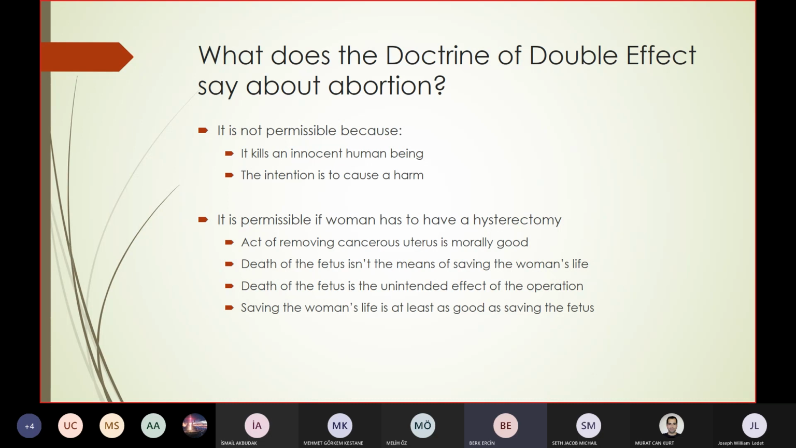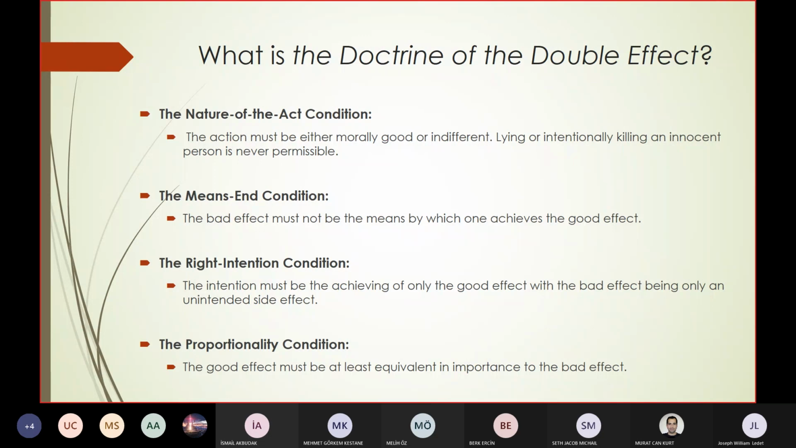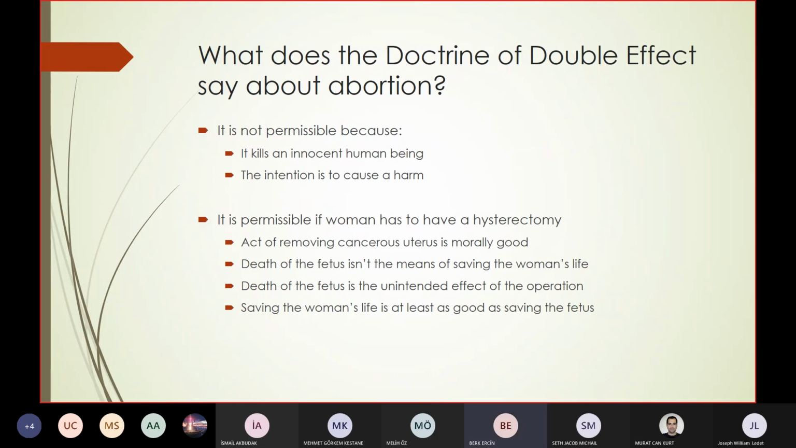So let's give an example before diving deep into the trolley problem. The abortion example might help us understand what the Doctrine of the Double Effect says. The Doctrine of the Double Effect says that an abortion is not permissible because it violates the first and second conditions. However, it is permissible if the woman's uterus happens to be cancerous, then she may have a hysterectomy.